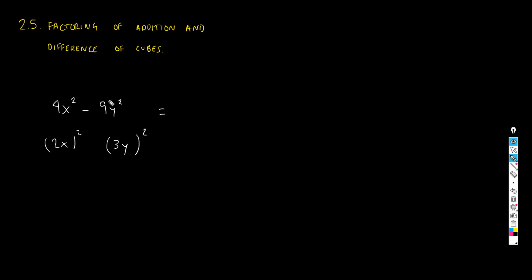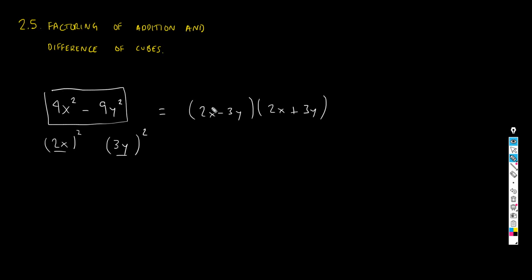The formula for the factorization of a difference of squares is the product of two conjugated binomials, in this case formed by these two terms, 2x minus 3y times 2x plus 3y. So we have a formula to factorize a difference of squares into the product of conjugated binomials. We got that covered. What else do we know how to factorize?